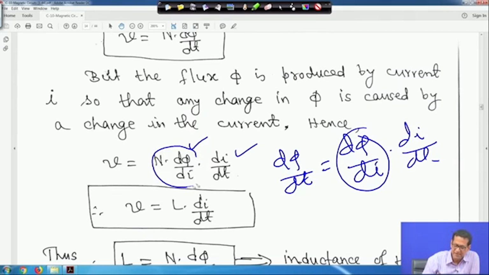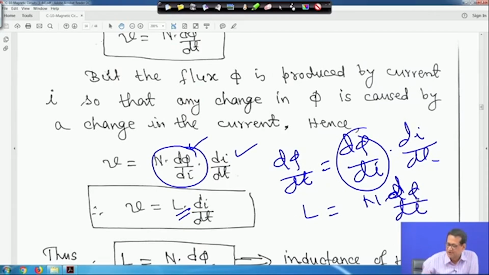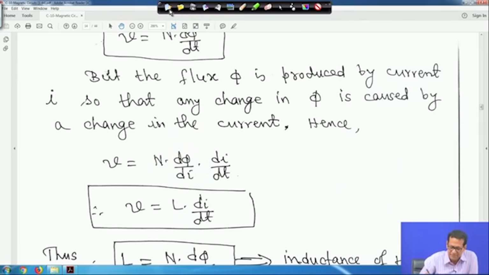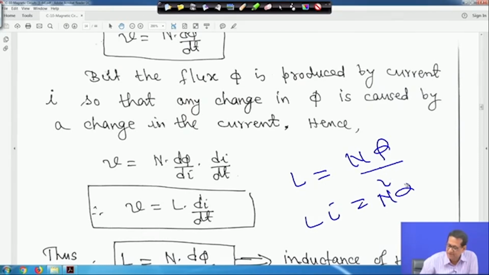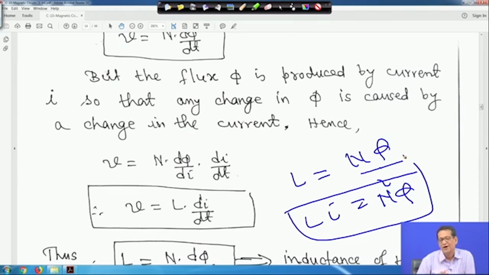So this term n d phi by di is actually L, the inductance. That means V is equal to L into di by dt, which you have seen earlier also, and L is equal to n into d phi by di. In general, sometimes we write L is equal to n phi by I, that means L I is equal to n phi. This is also required for numericals: L I is equal to n phi.